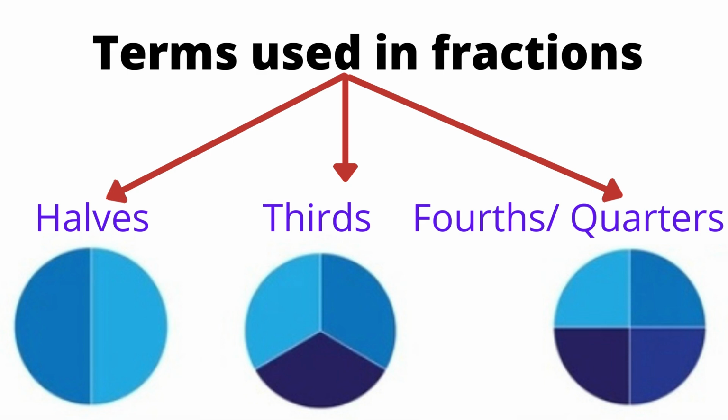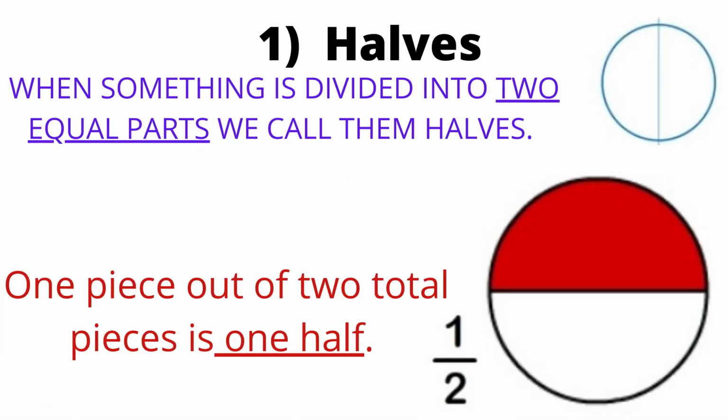Now we will learn about some of the terms used in fractions. They are halves, thirds, fourths or quarters. So now we will learn in detail about halves. When something is divided into two equal parts, we call them halves. We can see in the picture the blue circle is divided into two equal parts. One piece out of total two pieces is one half.